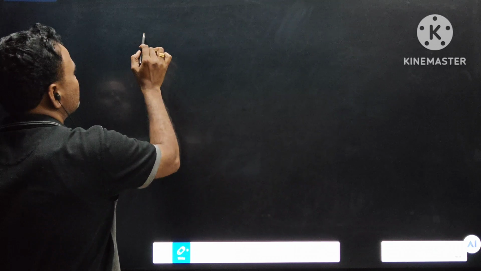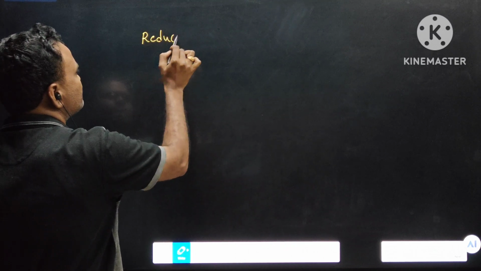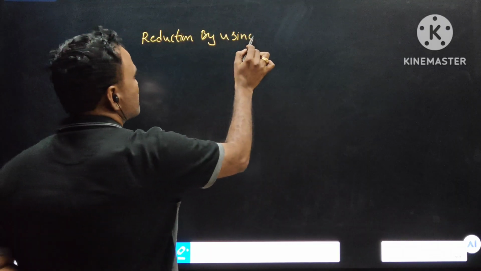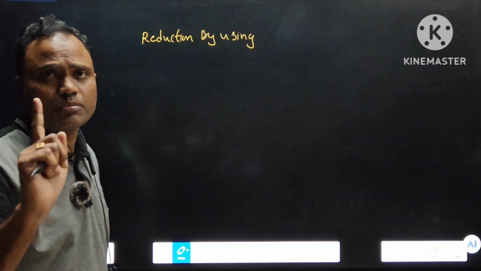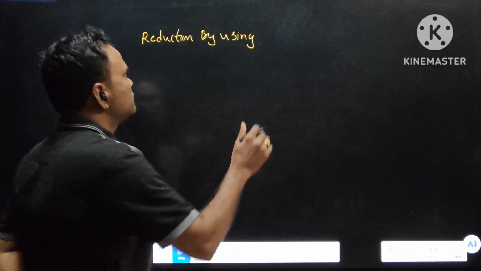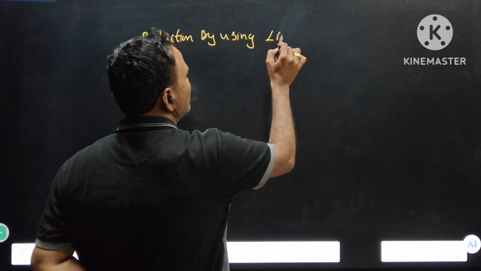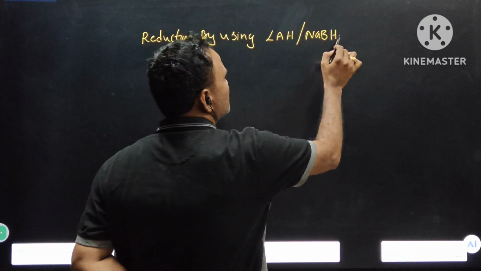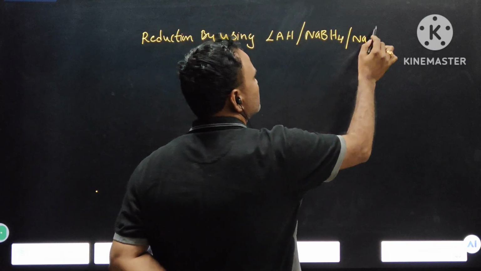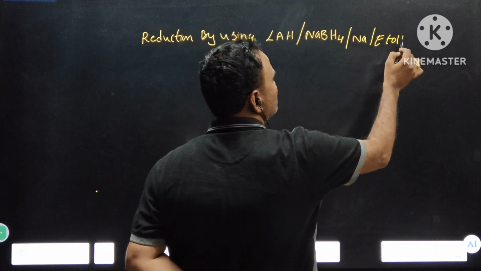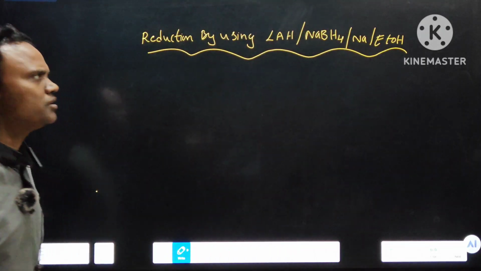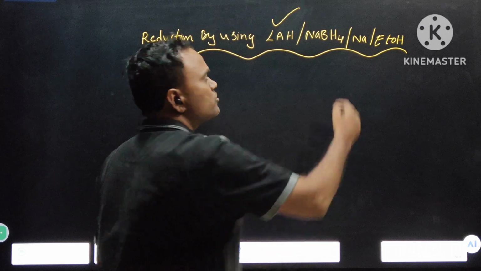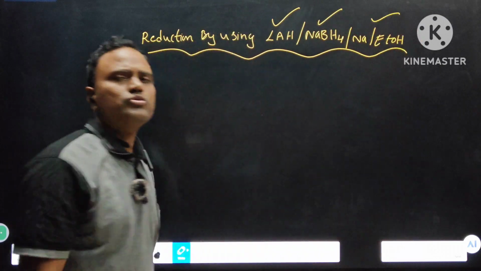Reduction of carbonyls. We are doing it from carbonyl compounds only. Clear? Reduction by using LiAlH4, lithium aluminum hydride, or NaBH4, or sodium in ethanol. We can use lithium aluminum hydride, we can use sodium borohydride, we can use sodium in ethanol.